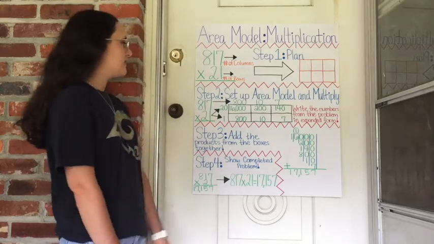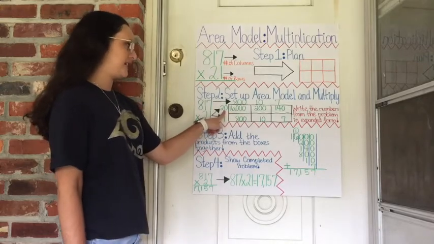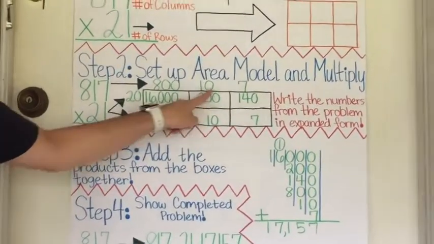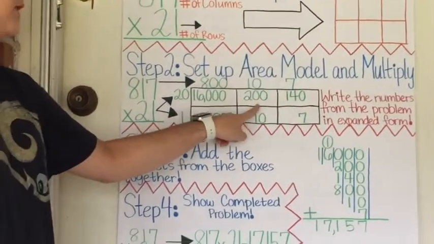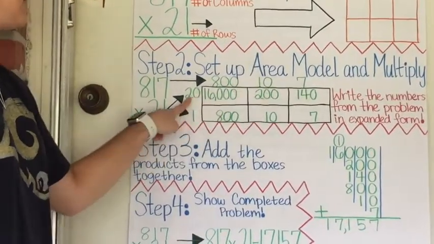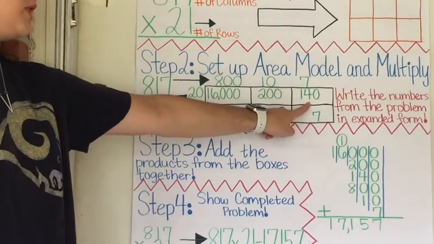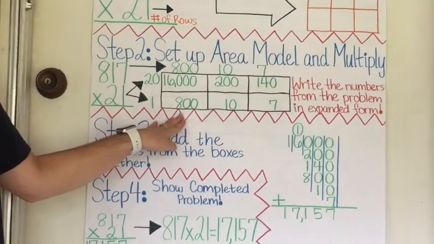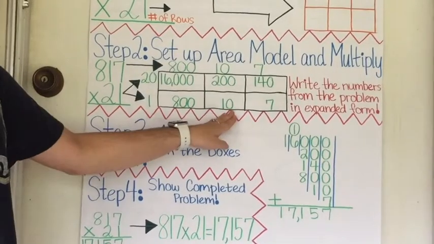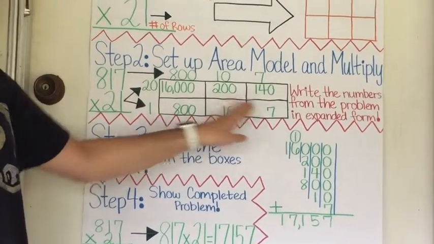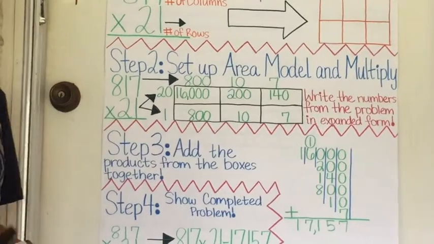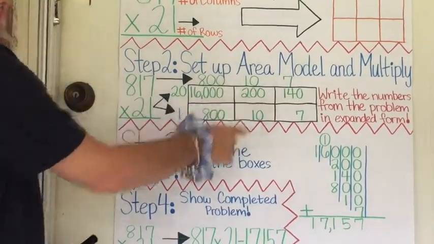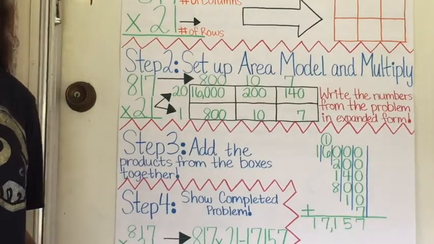So you're going to take 800 and 20 and multiply those together and get 16,000. 10 times 20 is 200. 7 times 20 is 140. 800 times 1 is 800. 10 times 1 is 10. And 7 times 1 is 7. So you're just taking the numbers that you have on the outside and combining them, just like you would do in Punnett squares in science.